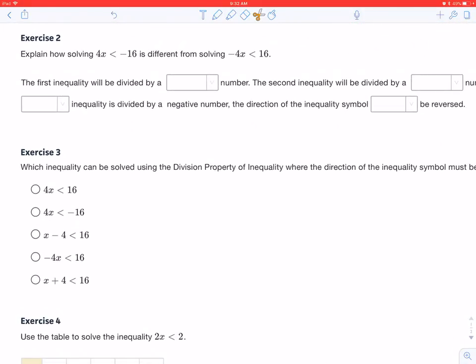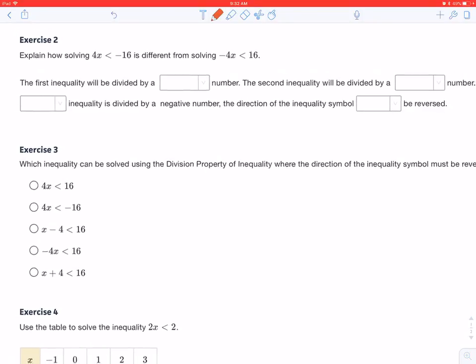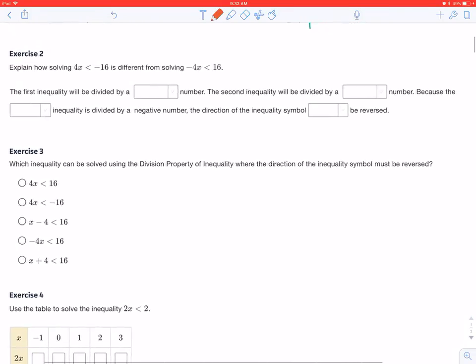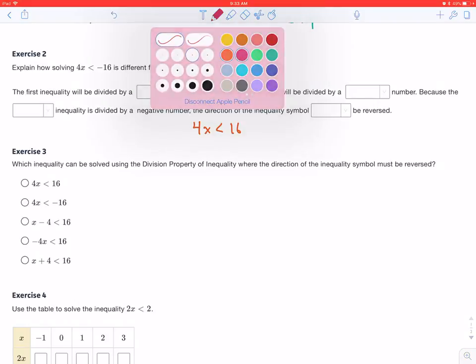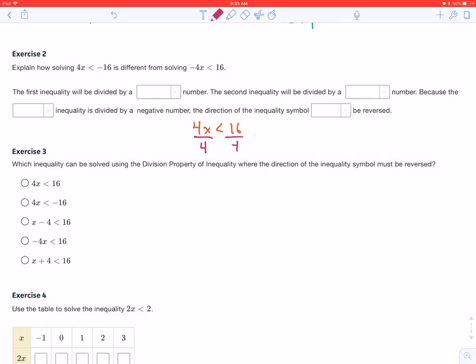Explain how solving 4x is less than negative 16 is different from solving negative 4x is less than 16. So let's actually solve those out in order to determine how they're different, and then I'll let you answer the rest of these questions. So if I'm solving out 4x is less than 16, because I want to get a 4 underneath this x for it to cancel out, I'm going to divide both sides by 4. Putting 4 underneath these numbers, both of these signs, means that I'm dividing them by 4.